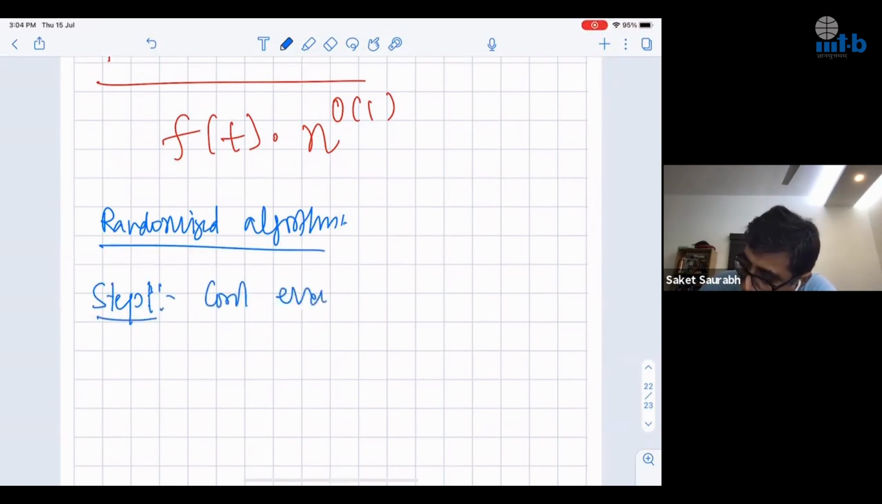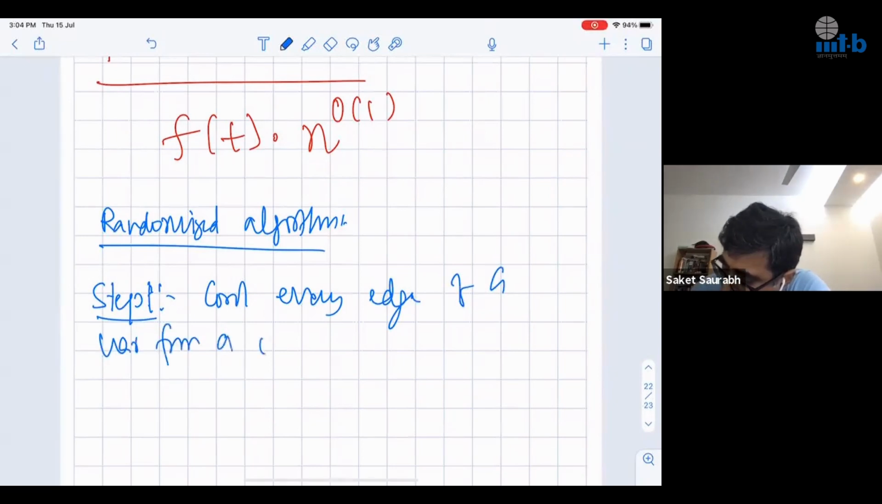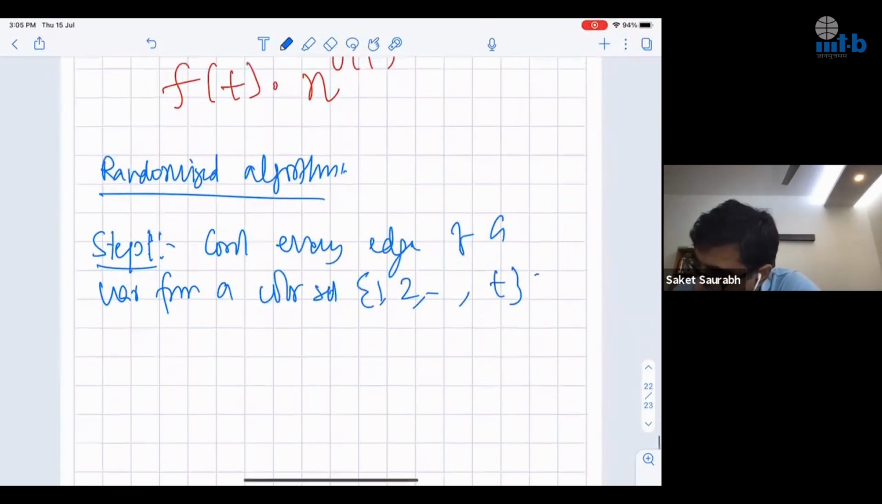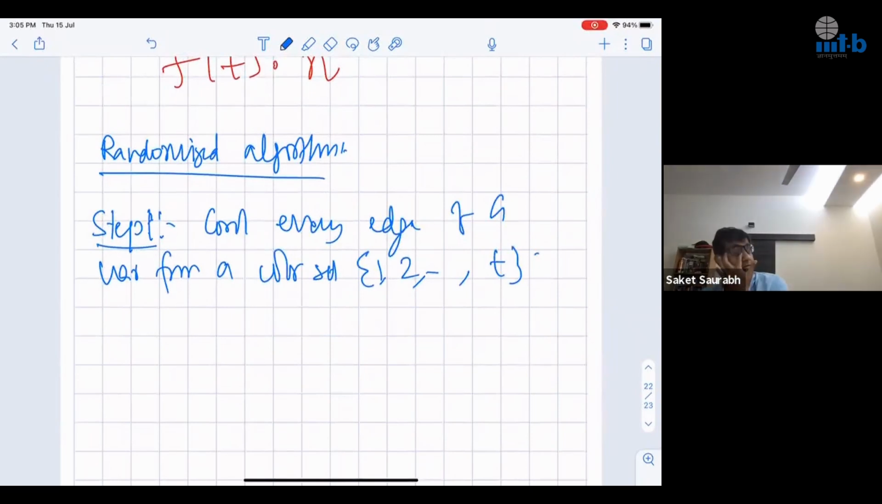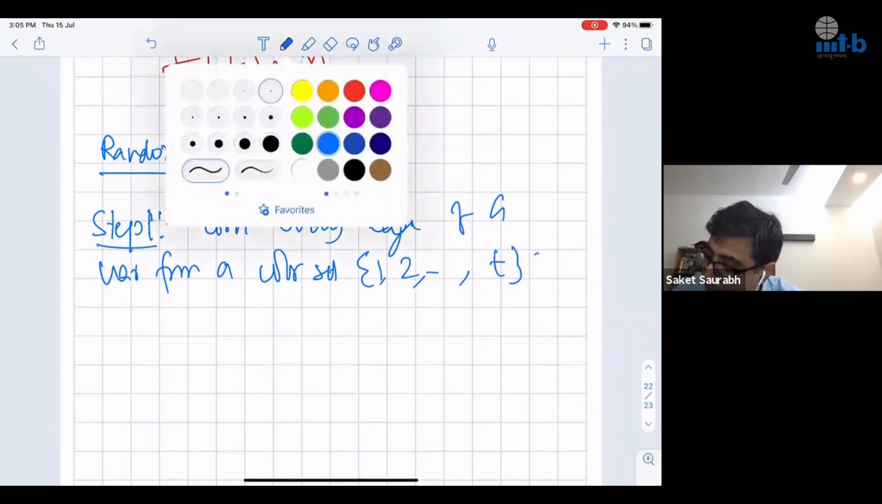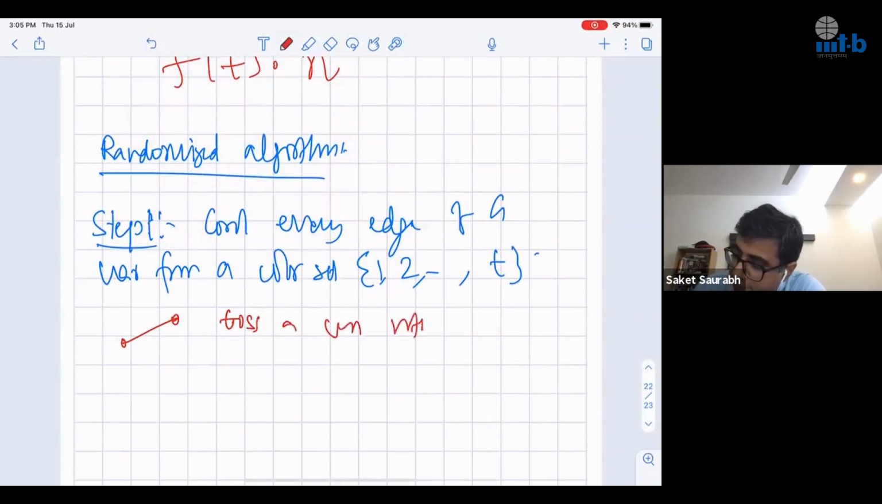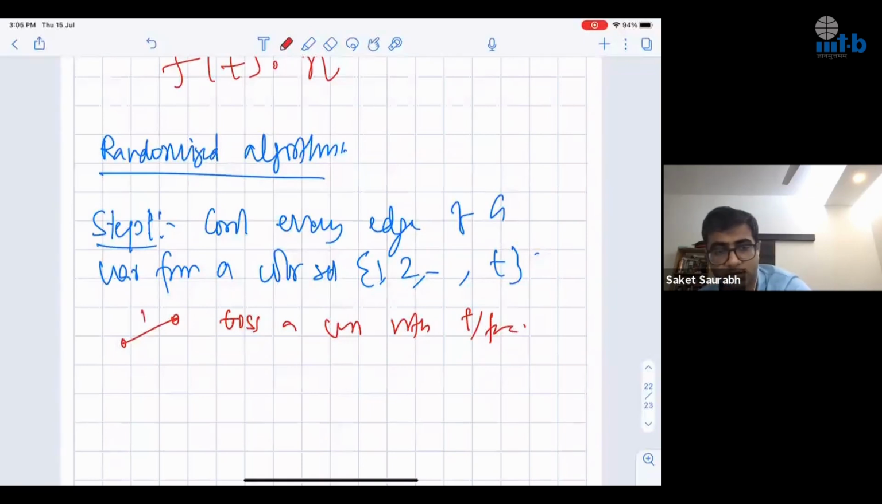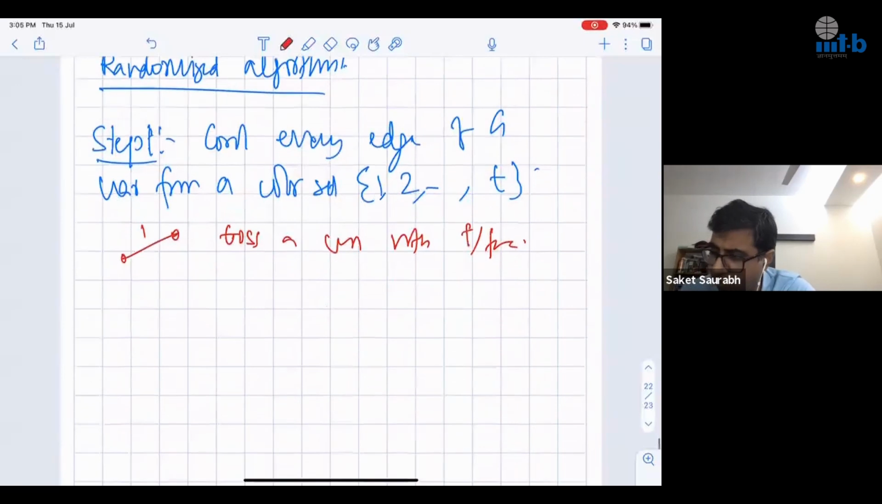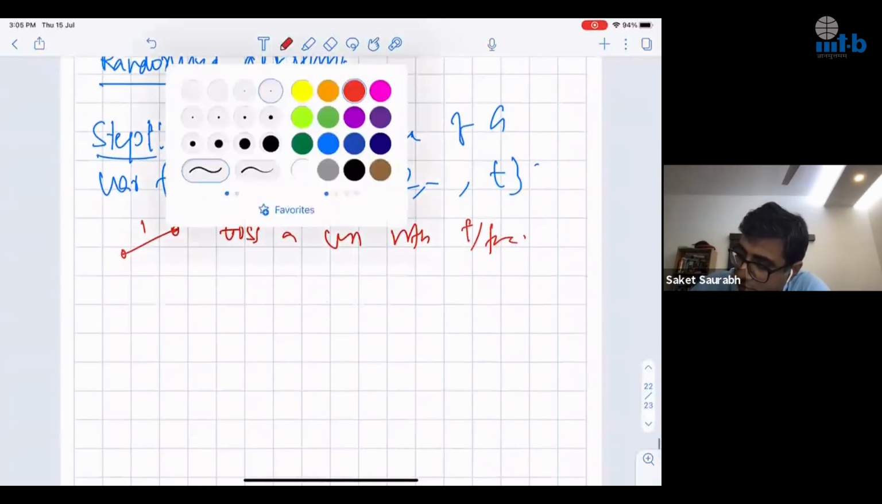Color every edge of G uniformly at random from a color set 1 to T. What is the meaning of this? I go to every edge, I toss a coin with T faces, and whichever number comes, I just put it there. Is the process clear? Now I did this. Very nice. Step 2.